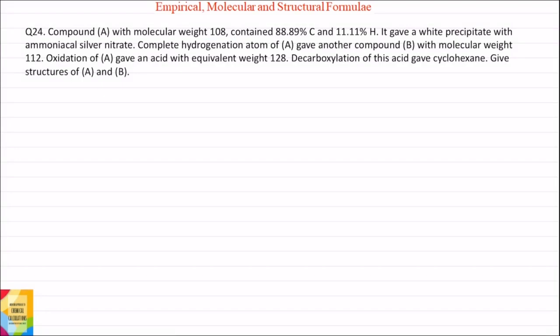Question 24. Compound A with molecular weight 108 contained 88.89% carbon and 11.11% hydrogen. It gave a white precipitate with ammoniacal silver nitrate. Complete hydrogenation of A gave another compound B with molecular weight 112. Oxidation of A gave an acid with equivalent weight 128. Decarboxylation of this acid gave cyclohexane. Give structures of A and B.